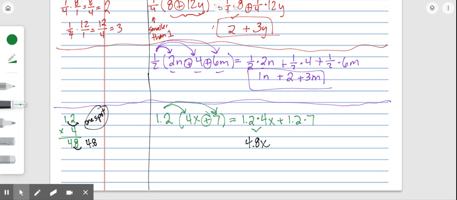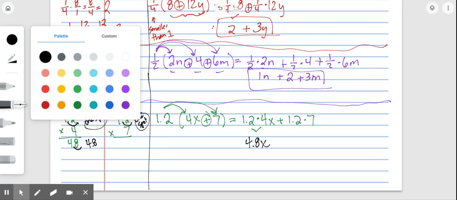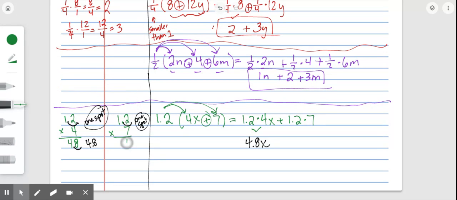Okay, let's do the second one. 1.2 times 7. Same idea. I want to make this 1.2 become 12, so I'm going to move this one spot. Okay, and then I'm going to do 12, or 2 times 7 is 14, carry the 1. 7 times 1 is 7, plus 1 is 8. And then I still need to move that decimal one spot back, and this becomes 8.4. So this becomes plus 8.4. Again, if you ever get confused on the decimal, please use a calculator just to check yourself. Not a big deal.